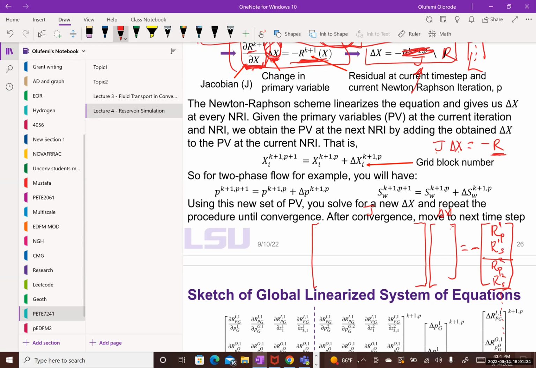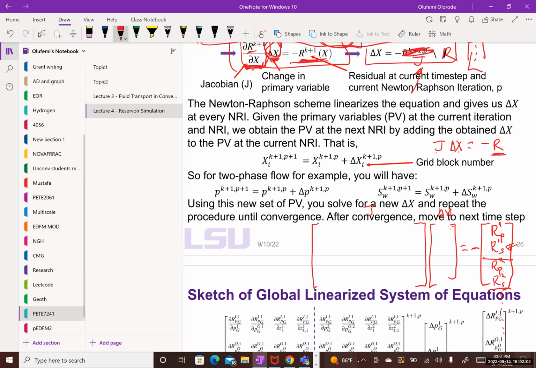We are writing the equation in matrix form, the way we illustrated for the P1, P2, P3. That's what we're doing. So is that clear? So we have just written out the right side. The right-hand side is residual of the first equation in the first grid block. Residual of the second equation, which is saturation equation, in the first grid block. If there were three primary variables, you will write the residual of the third equation in the first grid block, and then you go to the second grid block.